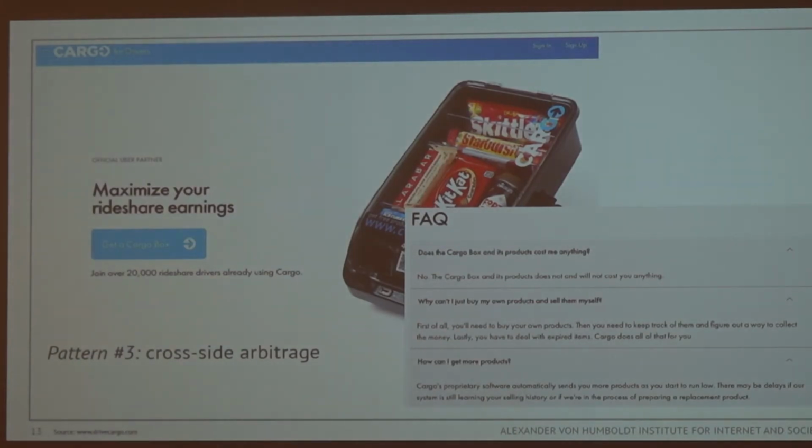And then the third one is Cargo, which is a company that offers boxes of snacks to Uber drivers in the US. What's very interesting is that the Uber driver itself is not part of the value capture mechanism, but part of the channel where the value is delivered. They are applying an arbitrage model. They get the goods from the producers, and they buy them at a cheaper price than they sell them to the Uber passengers. And the Uber driver is incentivized because he gets a small fee or small profit out of the transactions.